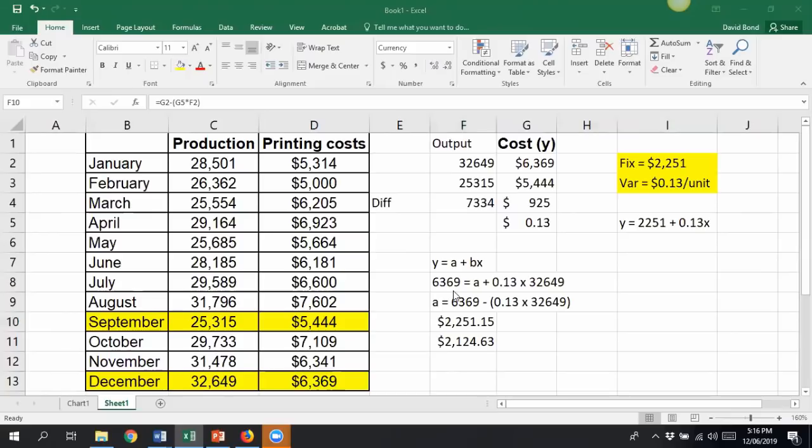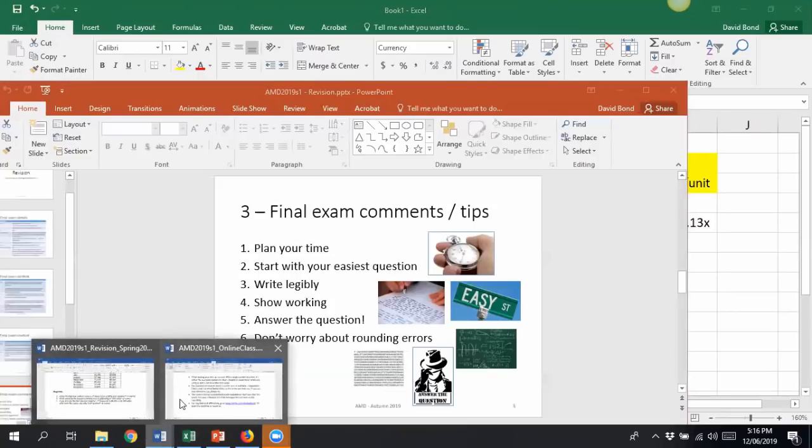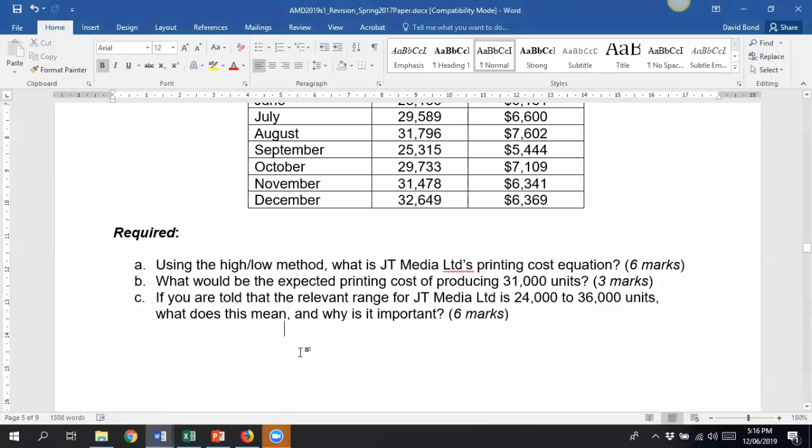How do we answer the relevant range question? If you're told the relevant range for JT Media Limited is 24,000 to 36,000 units, what does this mean and why is it important? All right, so how would you answer it? Well, you need to discuss what relevant range is, and the relevant range relates to where that linear relationship holds. So for example, if you know the cost equation, the fixed cost is 2251, that relates to that range of 24 to 36. Why is that important?